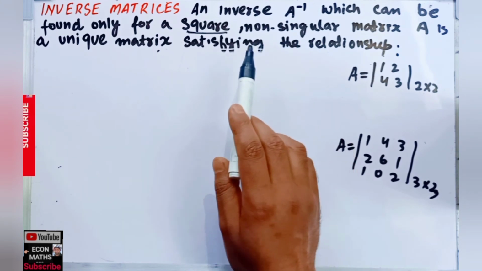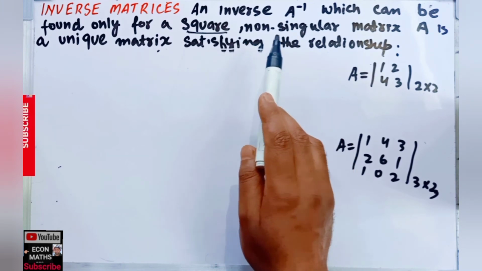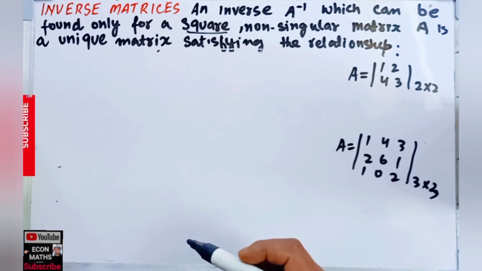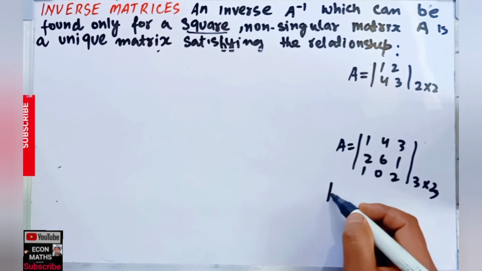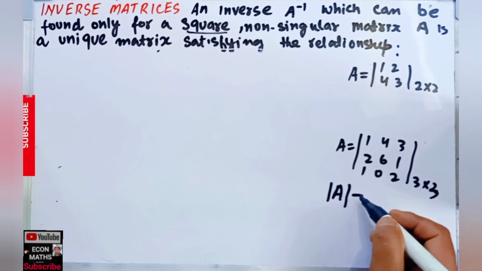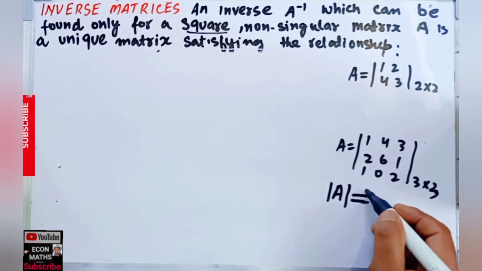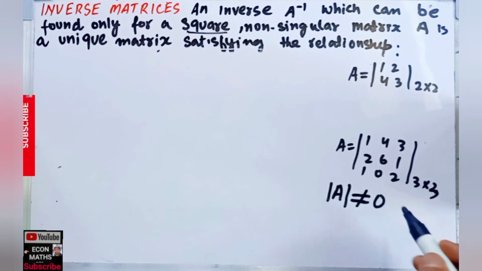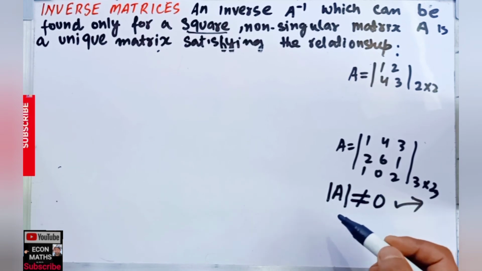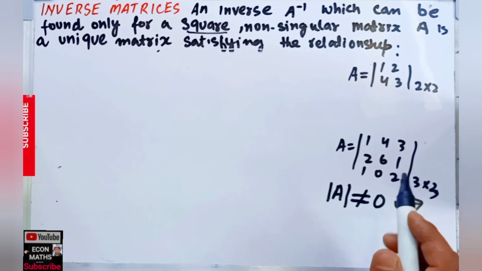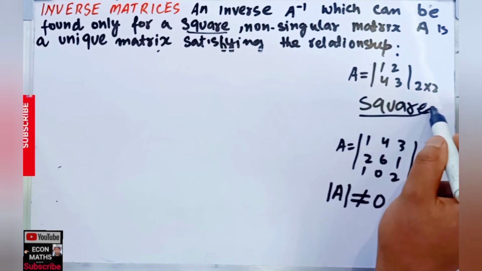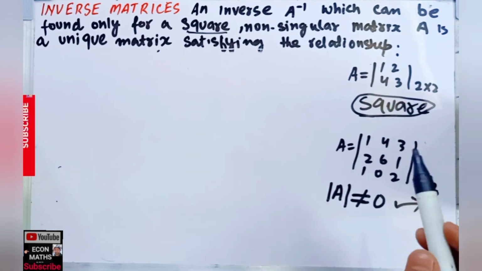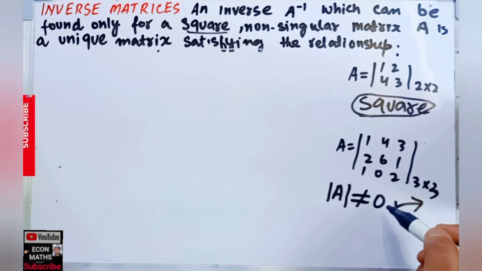That is, the square matrix should also be a non-singular matrix. By non-singular we mean that the determinant of the given square matrix must not equal 0. That is, the determinant should not be equal to 0. So these are the two conditions. First, the matrix must be a square matrix. Square matrix means the number of rows and columns must be equal. Second, the determinant must not equal 0.